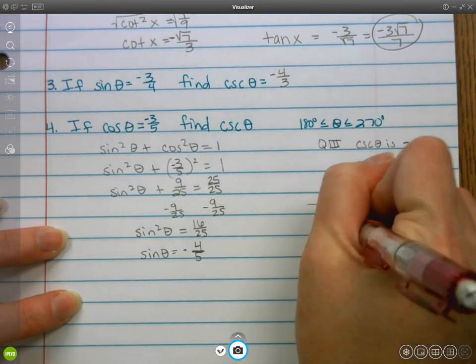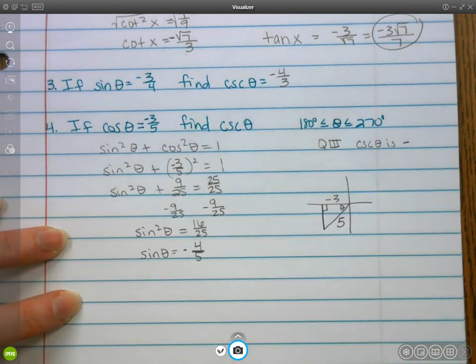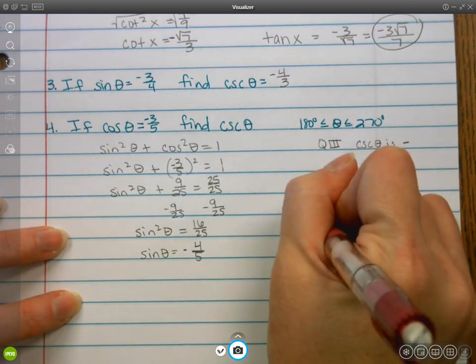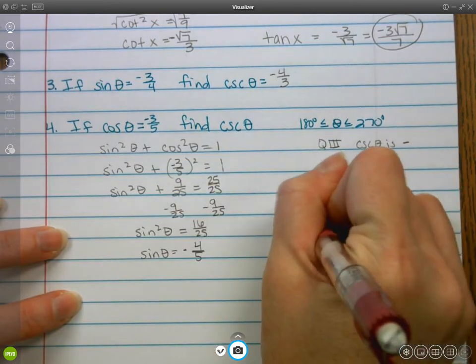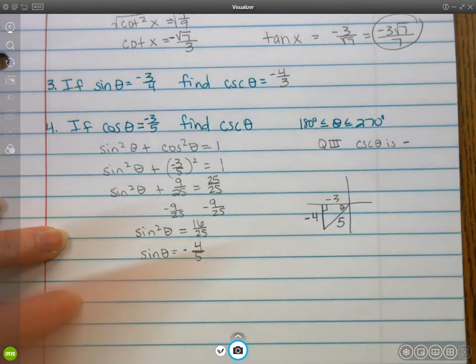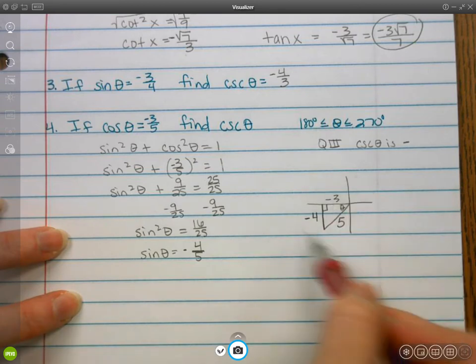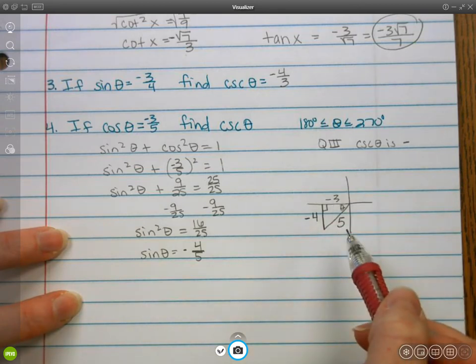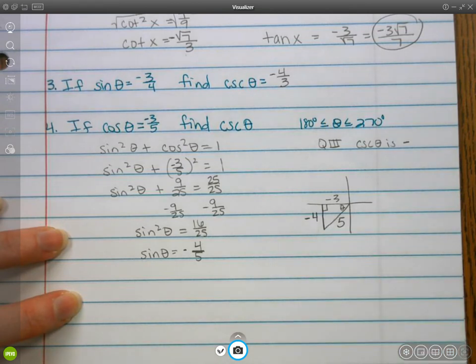So you'll have -3 here and 5 here, adjacent over hypotenuse. So Pythagorean theorem says that this would be 4, and because I'm in this quadrant, I know that it's -4. So then I can find the sine value. So again, if you use this method when you're taking your Chapter 5 test, I'm really okay with that. I just need you to be able to answer the question. Okay.